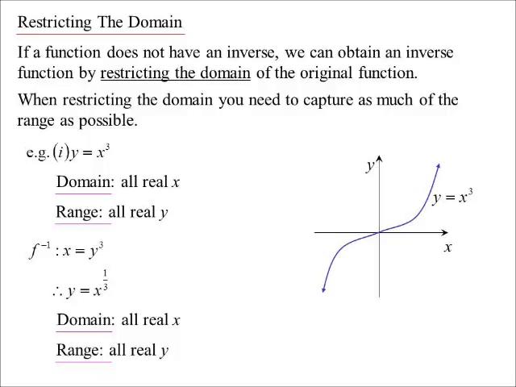Now, you might be looking at that and thinking, no, they're just the same. No, they're not the same. The domain is the old range. So that all real x came from that all real y, and the range, that all real y, came from the domain all real x. So the domain and the range have actually swapped. As I say, in hindsight, possibly a bad example to use.